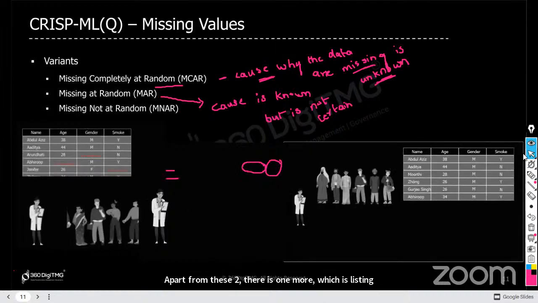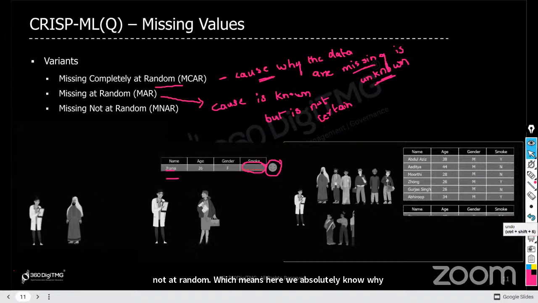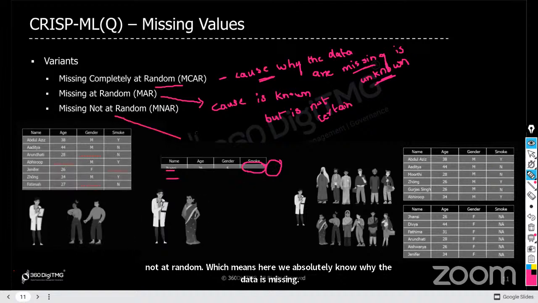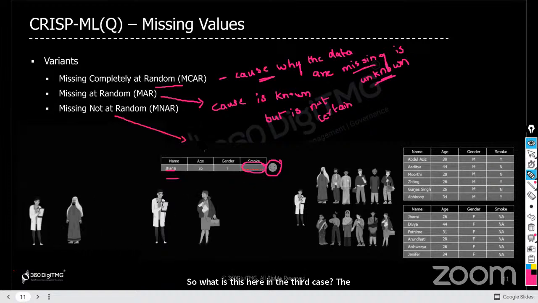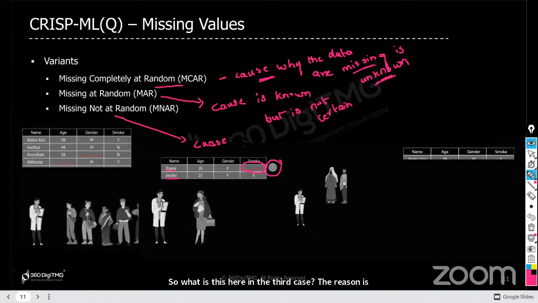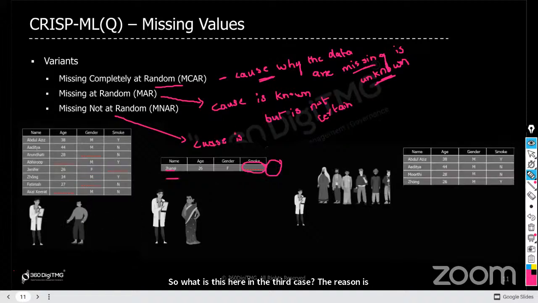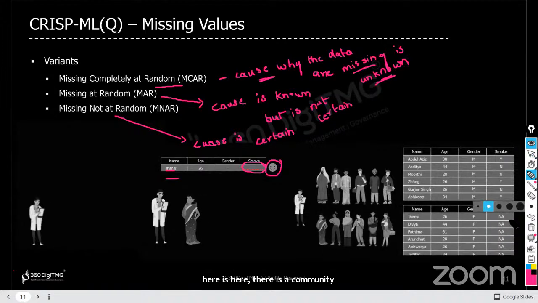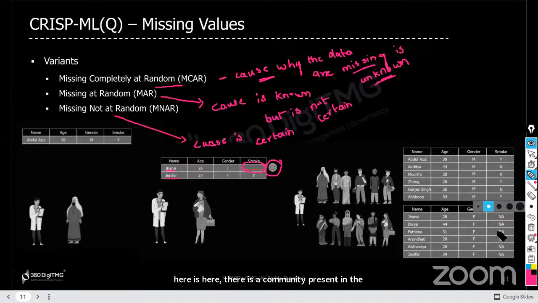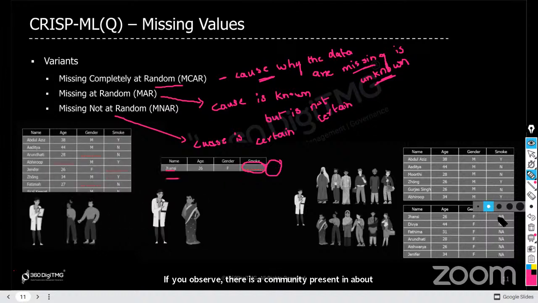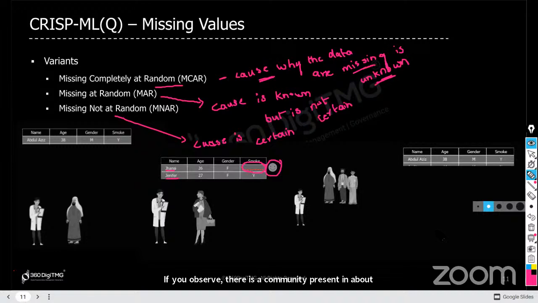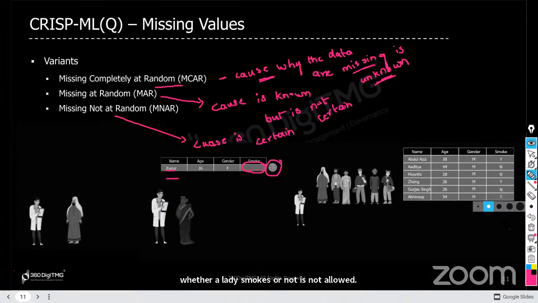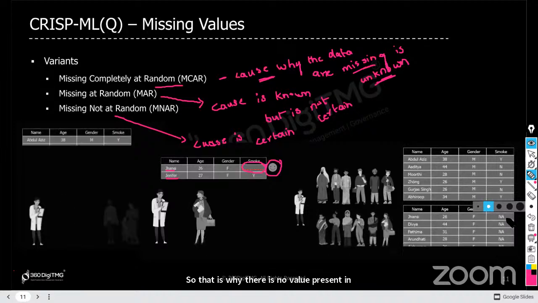Apart from these two, there is one more, which is missing not at random, which means here we absolutely know why the data is missing. Here in the third case, the reason is certain. In this example, there is a community present in the second sheet. If you observe, in this community, asking questions like whether a person smokes or not, whether a lady smokes or not, is not allowed. So that is why there is no value present in the smoke column for this community.